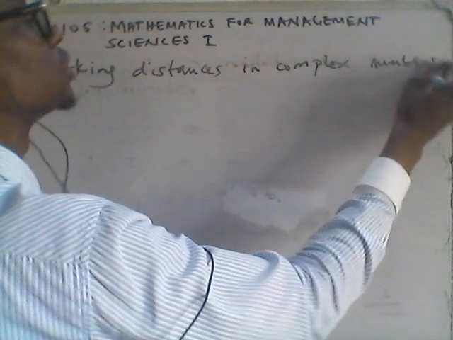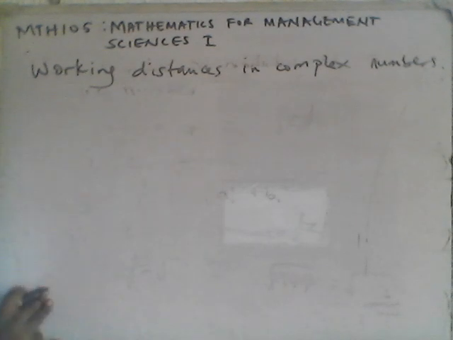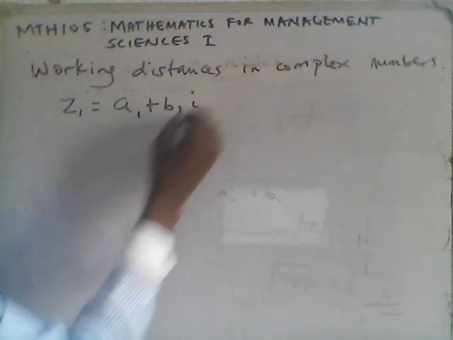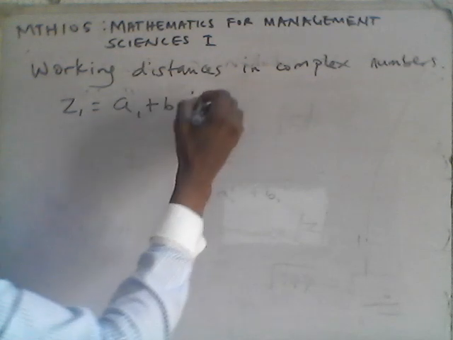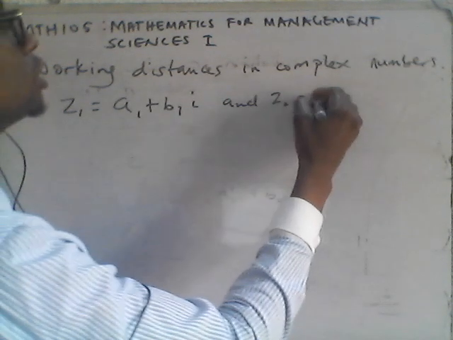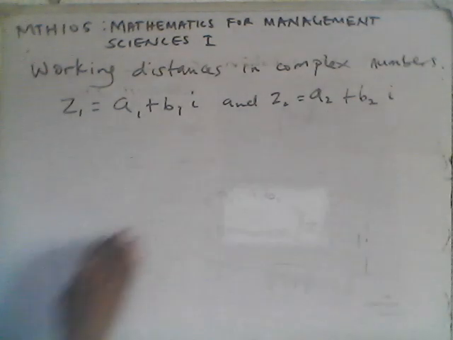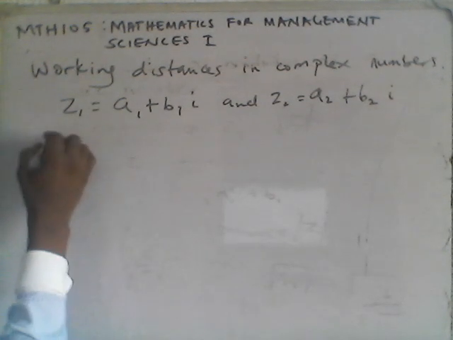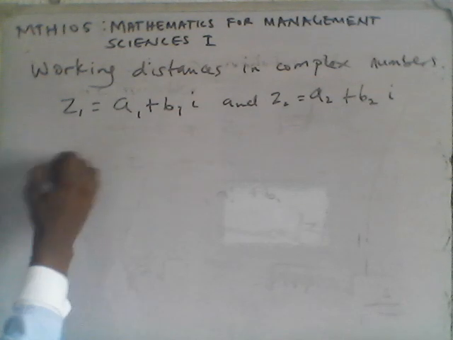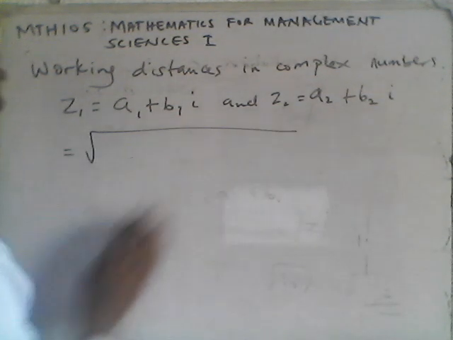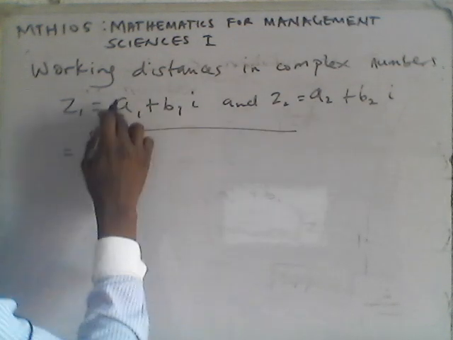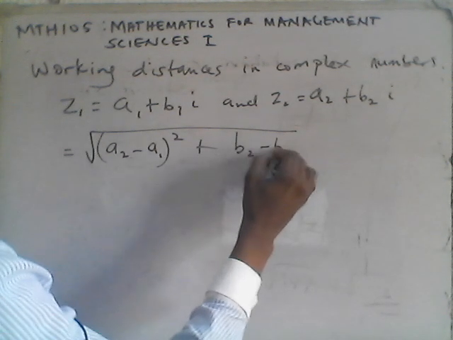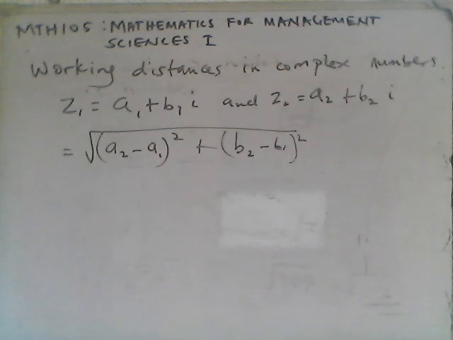Okay, so see, if we have z1 given as a1 plus b1i, and z2 is equal to a2 plus b2i, and they said find the distance between the 2 points. The distance between the 2 points is given as the square root of (a2 minus a1) square plus (b2 minus b1) all square. It's a scalar quantity.